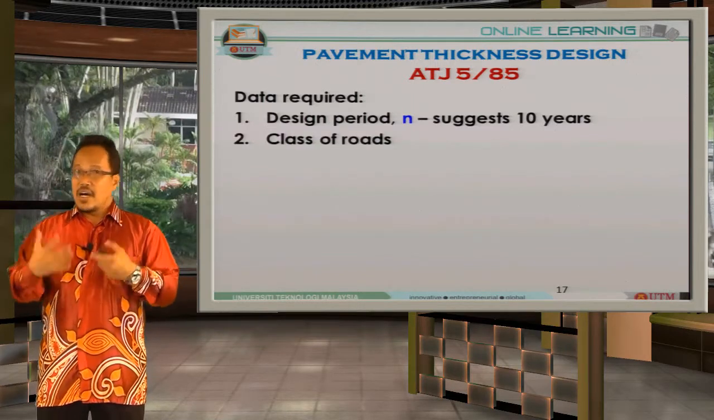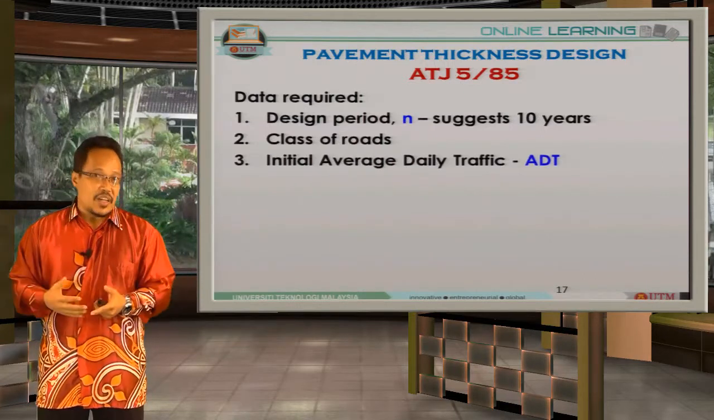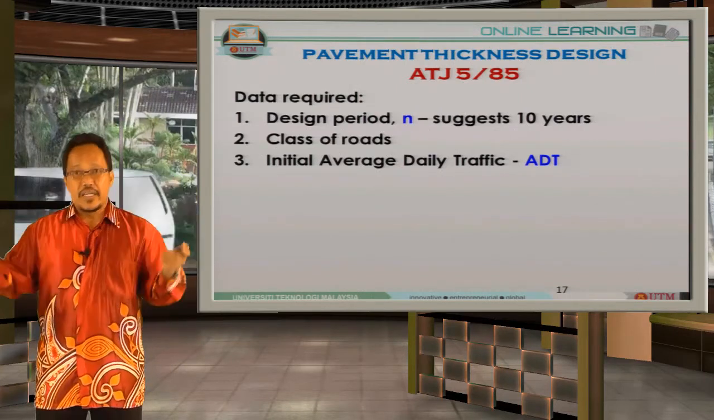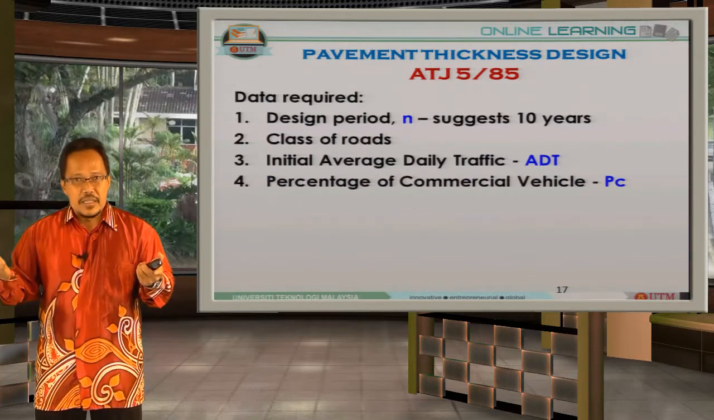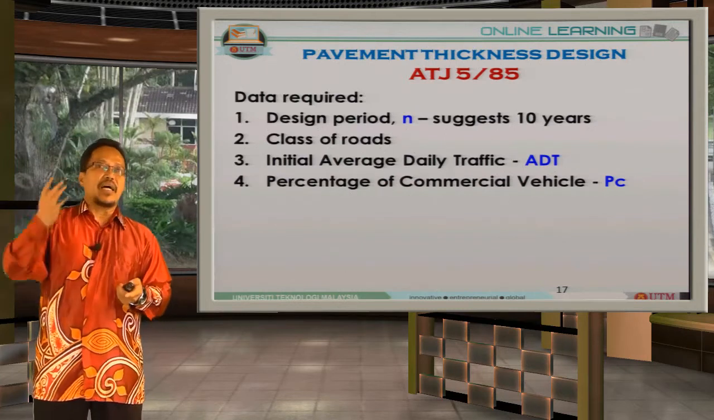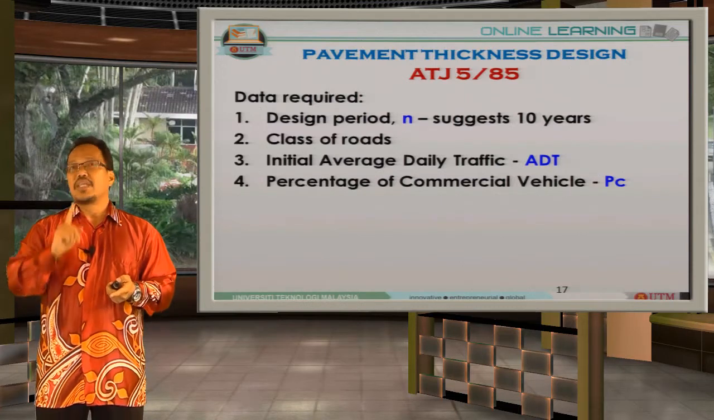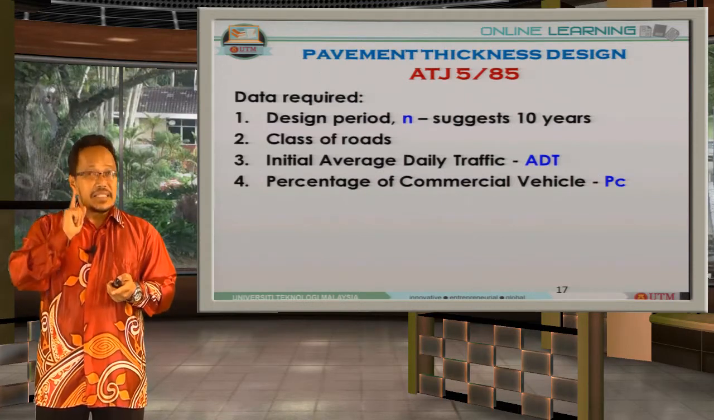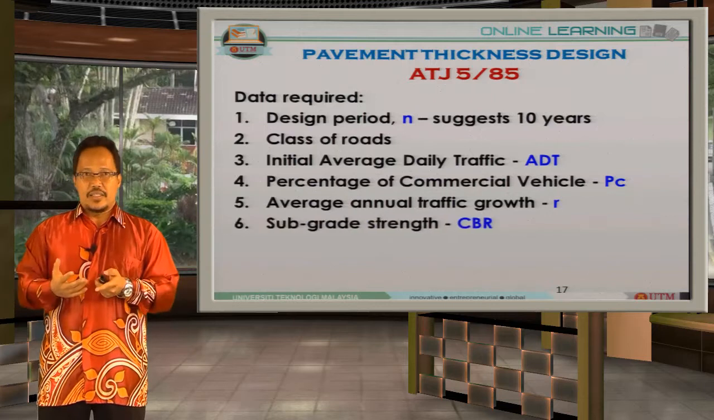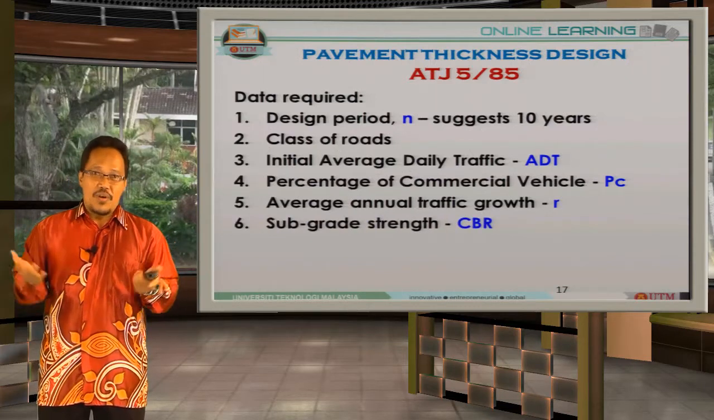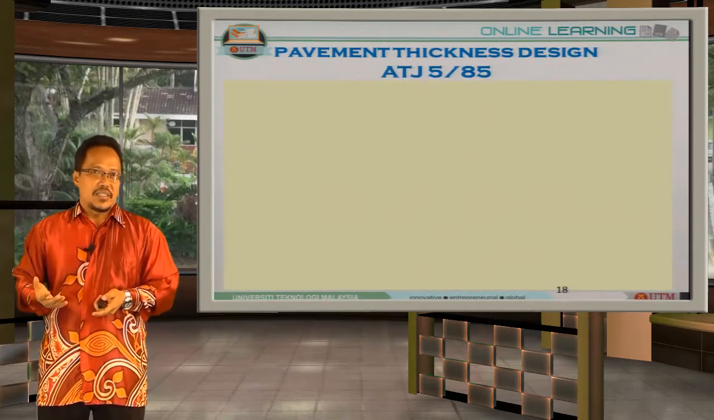The class of road: R1, R2, R3, U1, U2, U3. Initial average daily traffic: how many vehicles are on the road each day? Then the percentage of commercial vehicles: out of that average daily traffic, how many percent are commercial vehicles? Remember, a commercial vehicle is a vehicle with an unladen weight of more than 1.5 ton. Then the average annual traffic growth rate. Of course, again, the strength of our subgrade, simply said, our CBR. And the terrain condition.